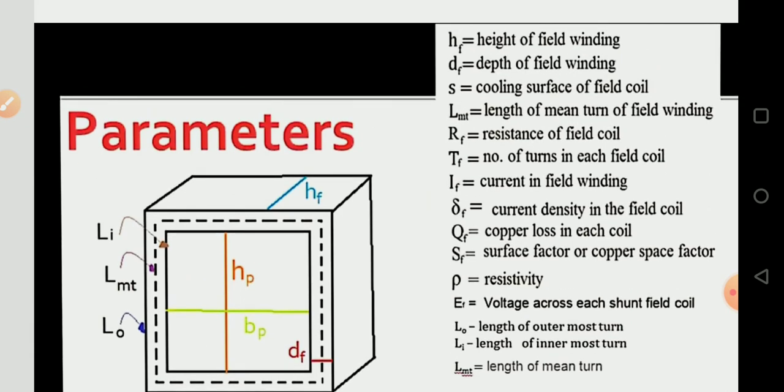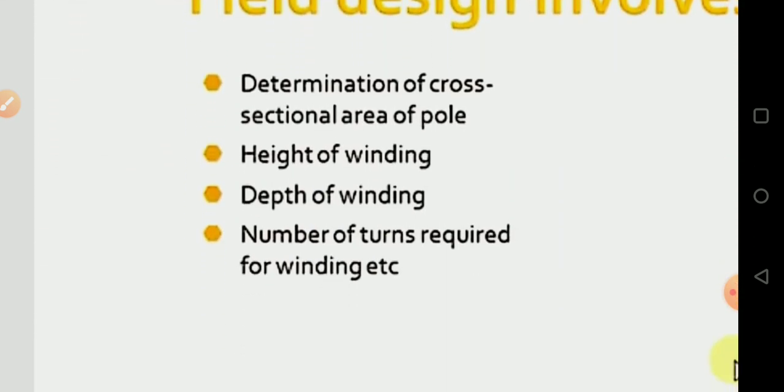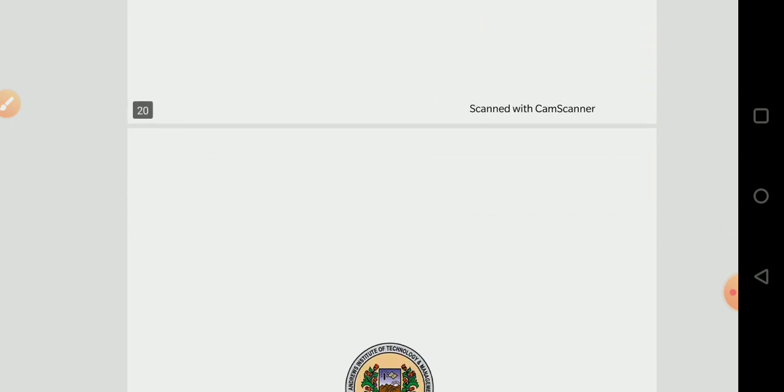And this is the diagram for the magnetic circuit. Field design of the magnetic circuit of a DC machine involves first the determination of the cross sectional area of the pole, height of winding, depth of winding, and number of turns required for the winding. So this is the introduction about the design of the DC machine.